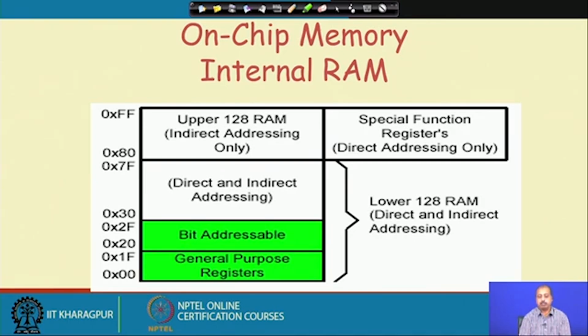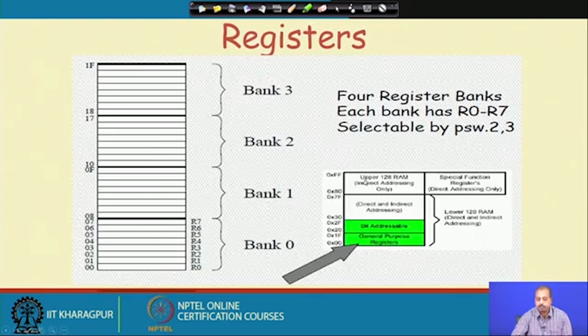This is for some other purpose. You can use them as temporary locations, and sometimes we use them as stack locations, etc. After that we have got 80 to FF, the upper 128 bytes of RAM. That is some extra RAM locations that we have. In the lower part, we can use both direct and indirect addressing. Here we can have only indirect addressing, or we can have direct addressing for the special function registers. We will explain them as we proceed.